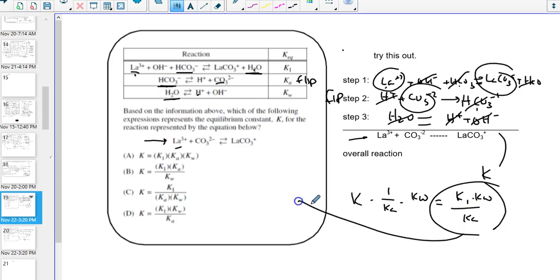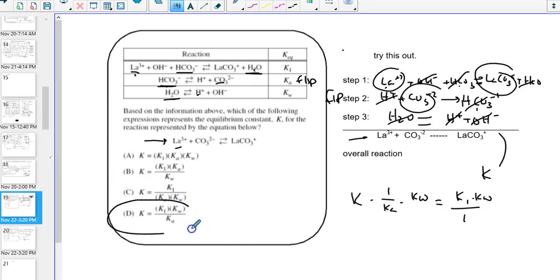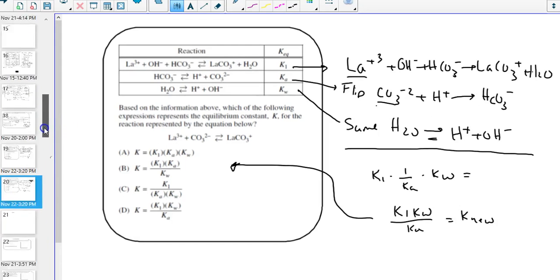You just got to pick out which one it is. And it looks like this one right here. Hold on. Is that what I got here? This one right here. Wonderful. K1 Kw over Ka. Perfect. All right, there's my answer key for that one.